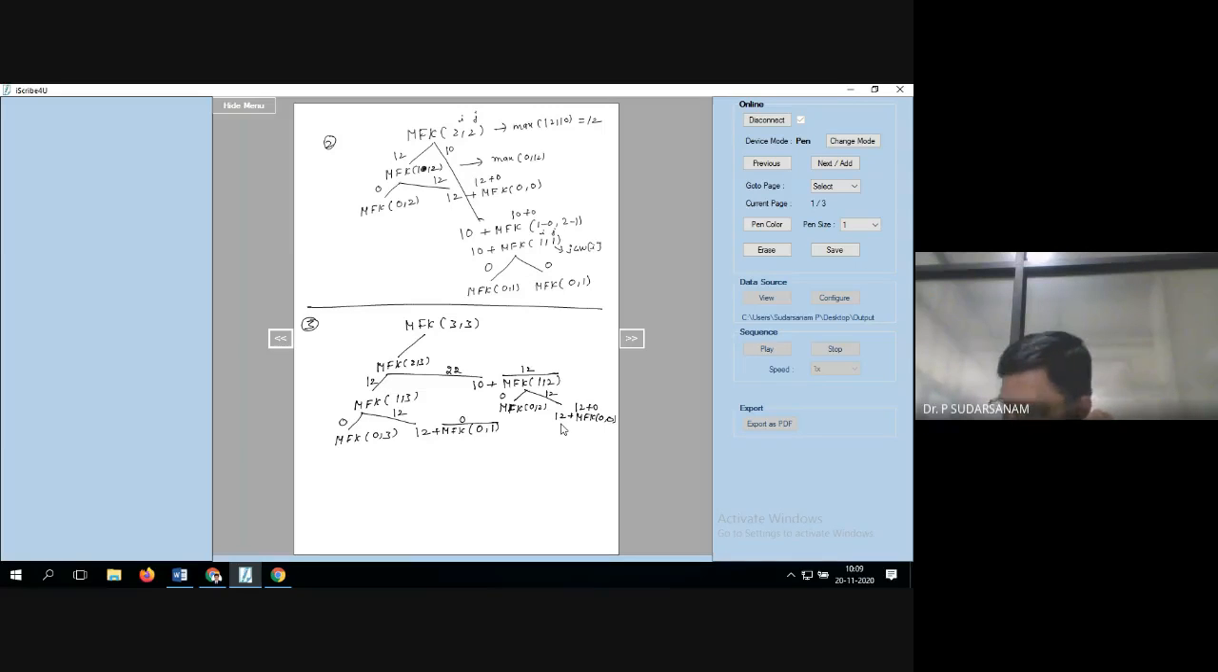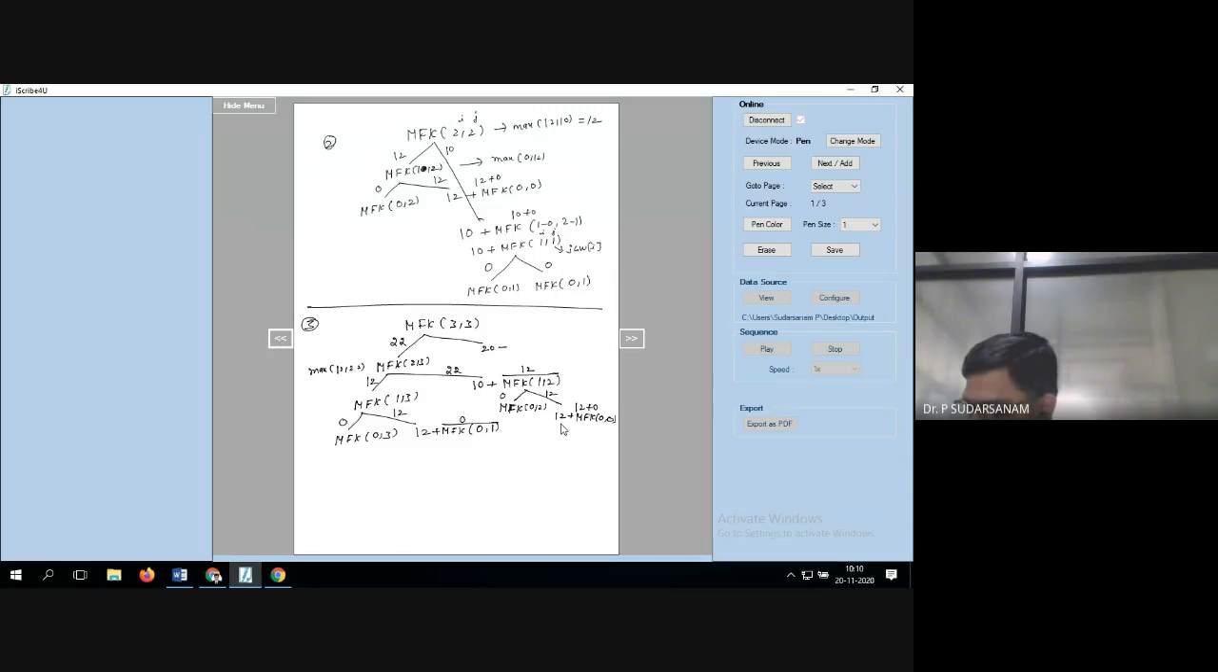Now 12 comma 22, maximum is nothing but max of 12 comma 22. So that is nothing but the 22 on the right hand side. MFK of 3 comma 3 is 22. Now this is the right hand side, and you have to calculate the left hand side again, with the right hand side as it is.